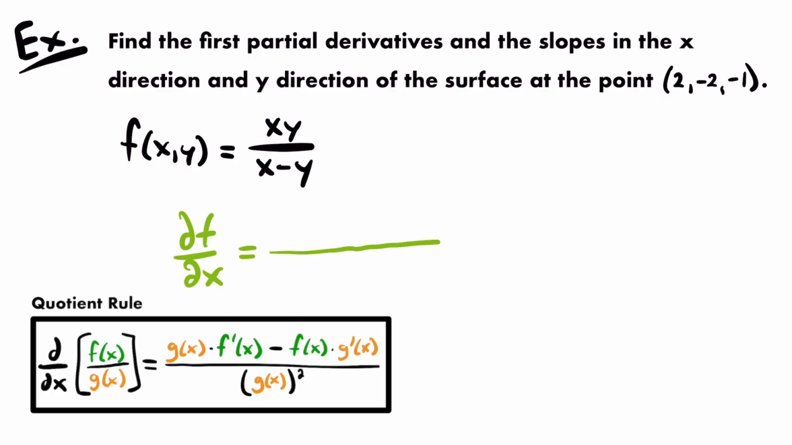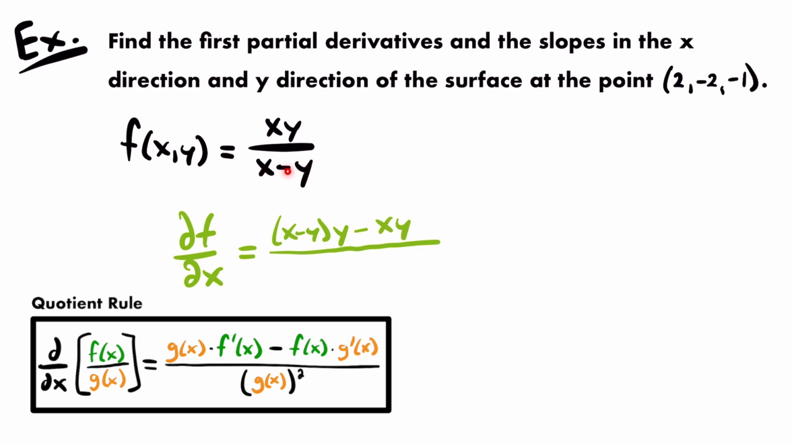I'll start with the numerator, where we take the bottom times the derivative of the top, so we have x minus y times the derivative of xy, but with respect to x, so y is a constant, and the derivative of x to the first power will just be equal to its coefficient, which in this case would be that constant y, so we're multiplying by y, and then subtracting that top function, x times y, times the derivative of the denominator.